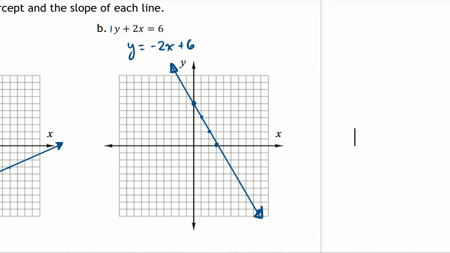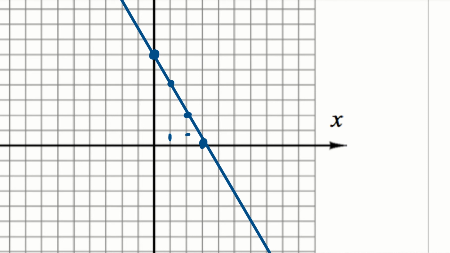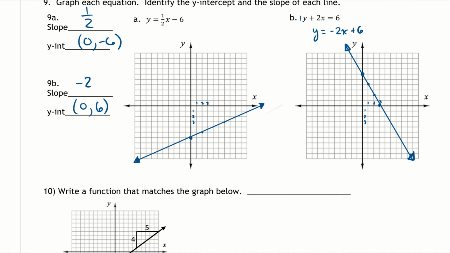Again, the domain of this is all real numbers, and the range is also all reals. Probably I should put a couple values here, right? 1, 2, 3, and then 1, 2, 3, just to give us a sense of the scale.